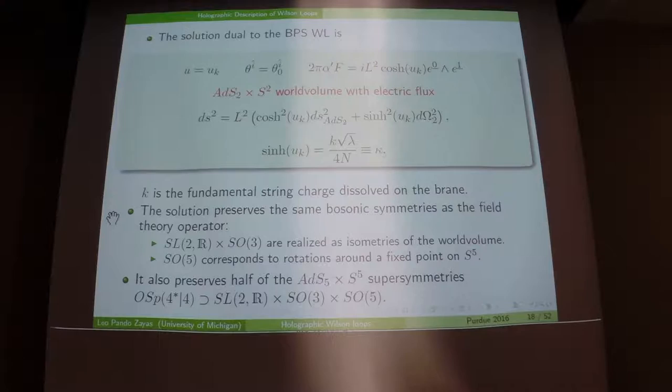This is the only solution with this property. So it's not like there are multiple ways to choose the S2 inside the AdS5.